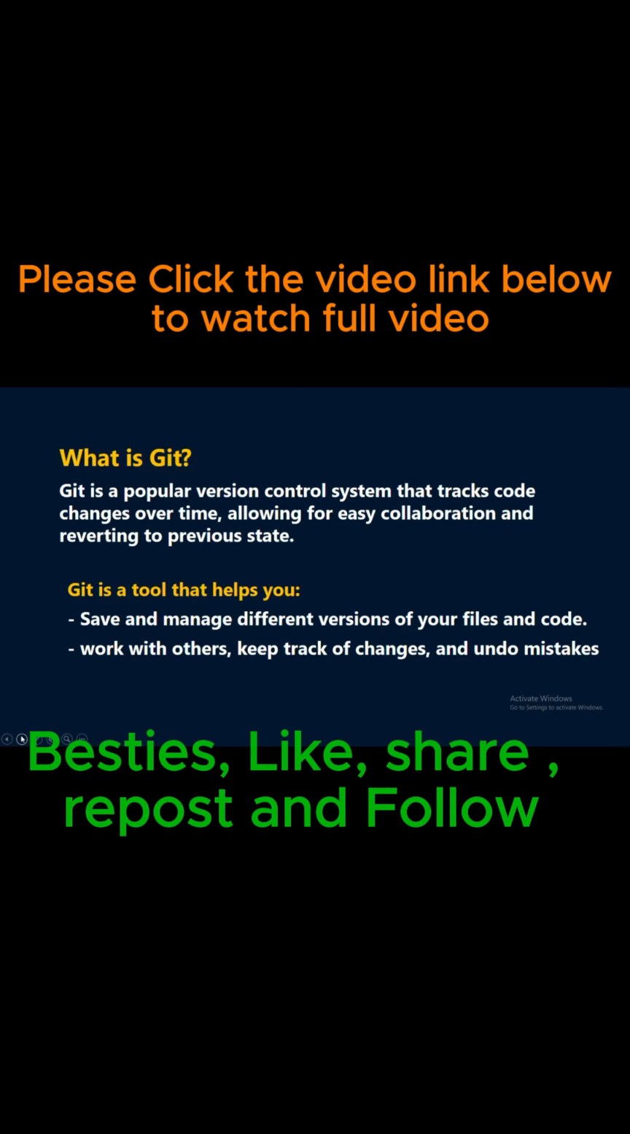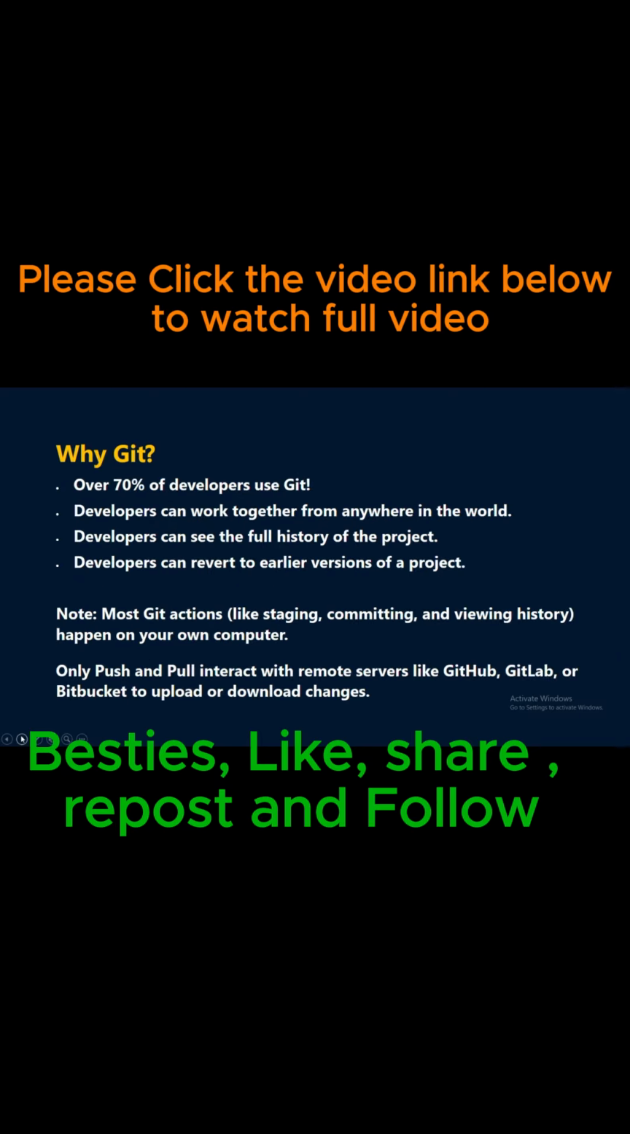Now, the question we have been waiting for is, what is Git? Let's try to understand what Git is. Git is a popular version control system that tracks code changes over time, allowing for easy collaboration and reverting to a previous state. So Git is a tool that helps you save and manage different versions of your files and code. You can also work with others, keep track of your changes, and undo mistakes.